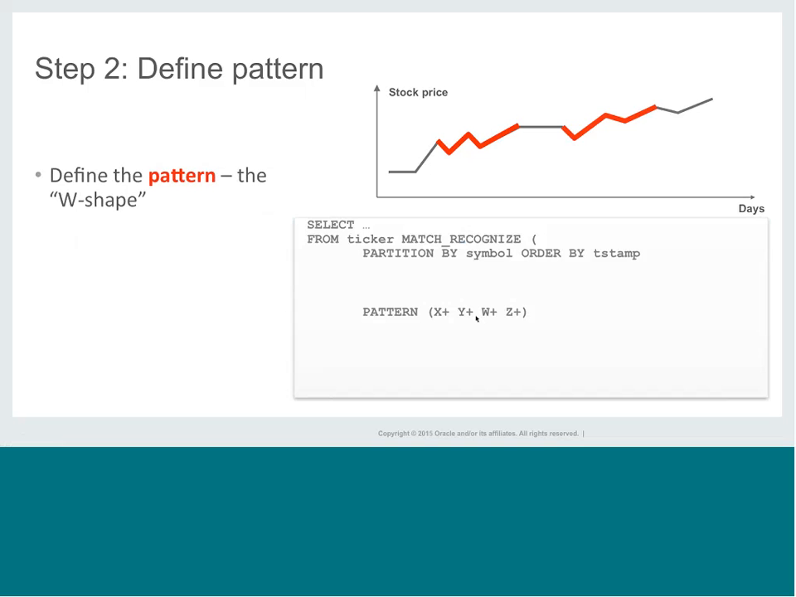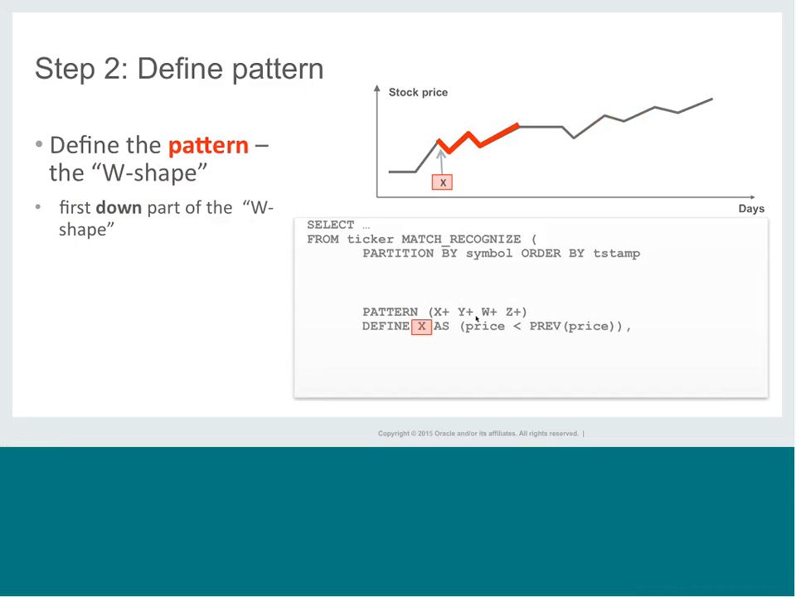Now the big question is, what do X, Y, W, and Z actually mean? The next part of defining the pattern is to explain to the match recognize clause, this is what I mean when I say X. So we use the define keyword, we identify a variable, and then we explain what it is. In this case, the current row of price must be less than the previous row. So we're actually searching backwards up this slope to make sure that the slope is still pointing downwards.